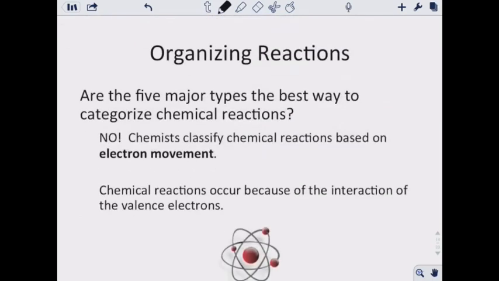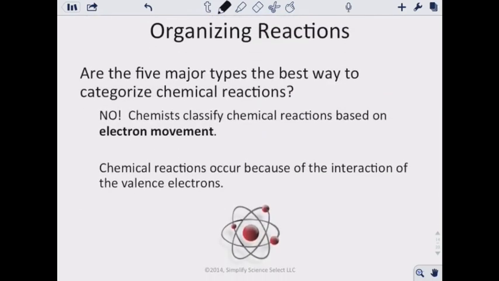Keeping up with those. So the next one, when we're looking at organizing reactions, we really ask ourselves, are the 5 major types the best way to categorize chemical reactions? And really the answer is no. Chemists classify chemical reactions based on electron movement.